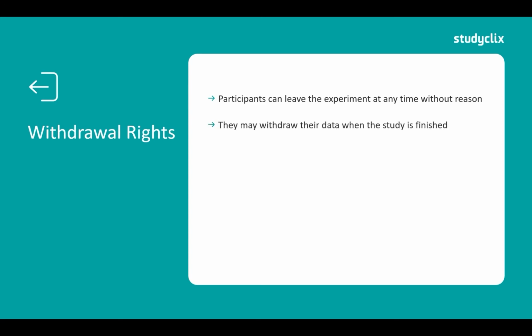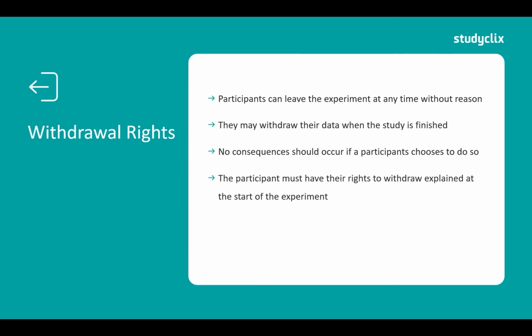They may withdraw their data also when the study is finished, and there should be no consequences if a participant chooses to do so. It is their right to withdraw at any time, and it is their right to withdraw their data if they so choose to. They also do not have to provide any reason, shouldn't really ask them. The participant should have these rights explained to them at the start of the experiment. So when you start the experiment, you must explain to them that they can withdraw at any time, and they have their right to withdraw their information when the experiment is finished.